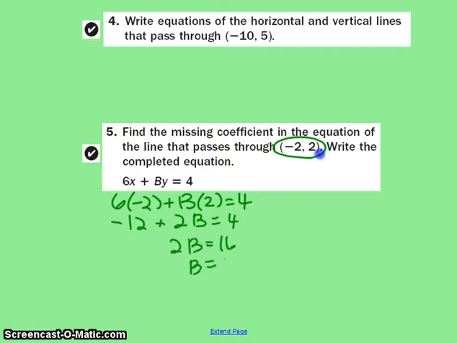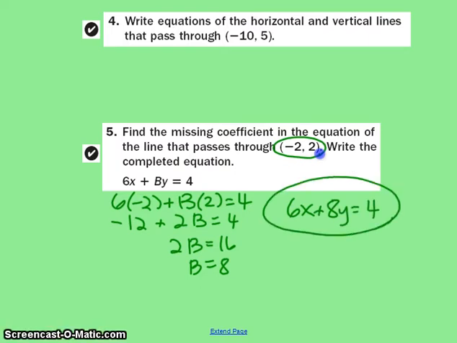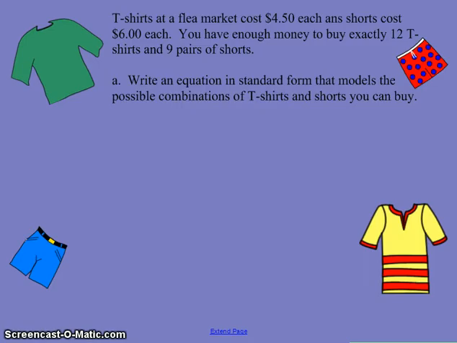And that means that b equals 8. So 6x plus 8y equals 4 would be my final answer. In a story problem, you are trying to write this in standard form, but you're going to notice that, remember, standard form is best when you can't tell the difference between the input and the output. Take a look at this story.